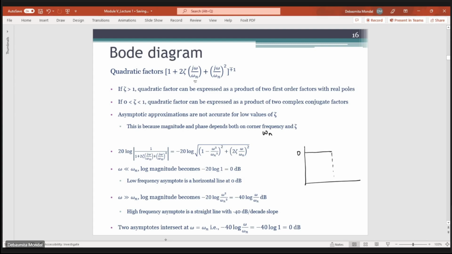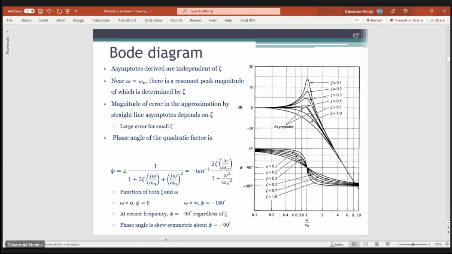So let's say this is omega n, and this is dB. At omega n, this is 0 dB, and after omega n we have a slope, and this slope is minus 40 dB per decade. Okay. Now you see that whenever we are drawing these approximations, the asymptotes that have been derived are independent of the value of zeta.